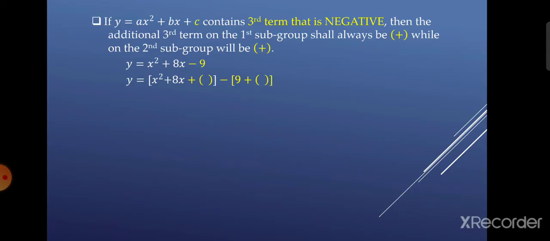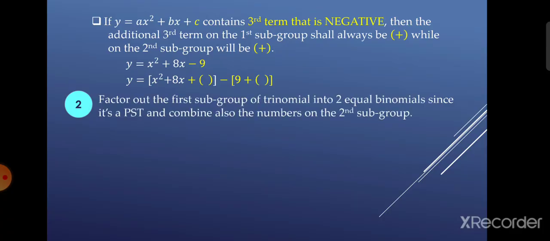So, two conditions. What is the second step? The second step is to factor out the first subgroup of the trinomial into two equal binomials, since it's a perfect square trinomial, and combine also the numbers in the second subgroup. Those blanks, we will fill in the blanks.